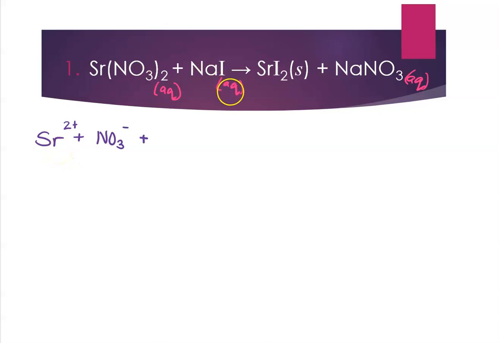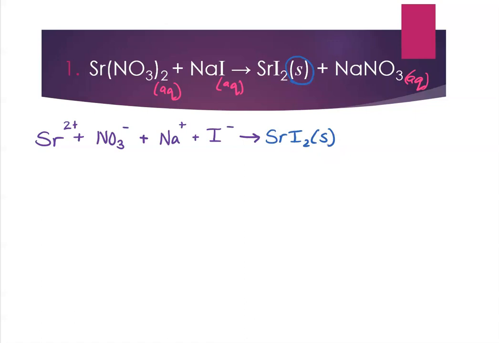Next we have NaI. It's also aqueous, so it separates into Na, which is in group 1, so it's a +1 charge. I is in group 17, so it's a -1 charge. Now we go to the other side of our equation. Here, SrI2 is listed as a solid, so that means that it doesn't separate. So I leave it together.